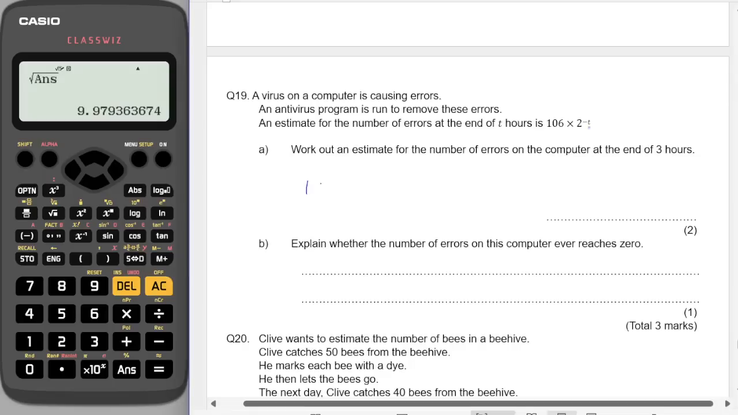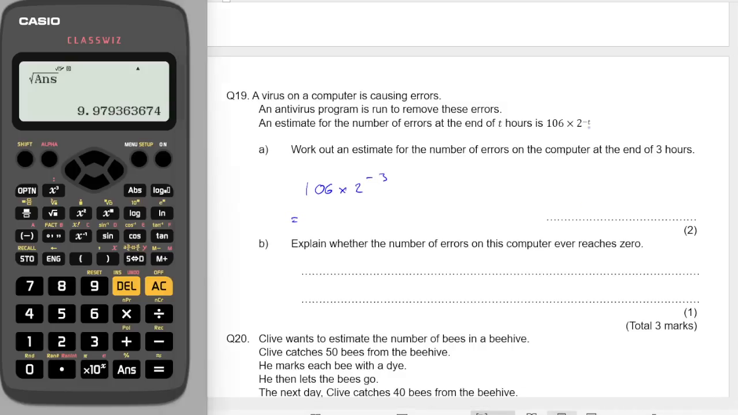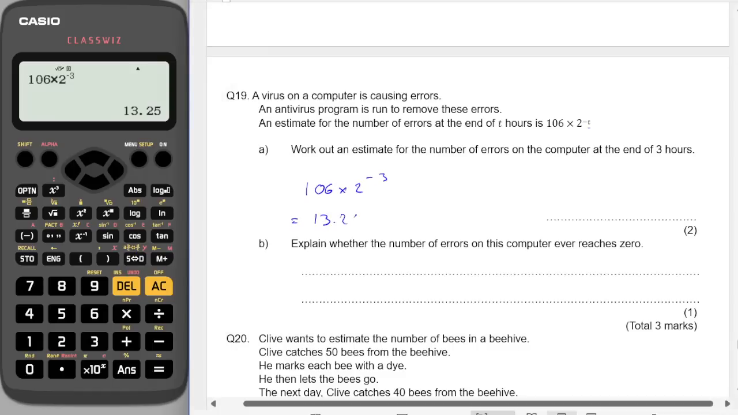So I'm going to do 106 times 2 to the power minus 3. It's going to be the same as divide by 8, I think. So 106 times 2 to the power minus 3 gives me 13.25. So an estimate for the number of errors on the computer at the end of the 3 hours, we would estimate that to be 13 errors.